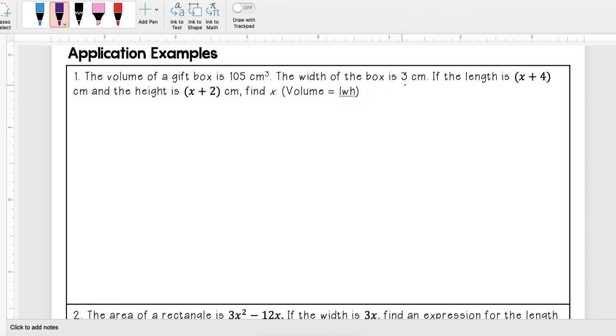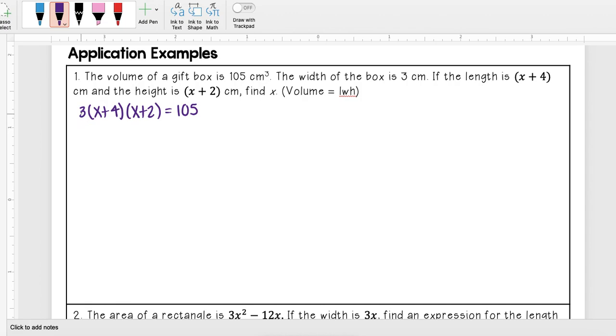So my first step is I'm going to go ahead and replicate this formula. So length times width times height, I get 3 times x plus 4 times x plus 2 is equal to my volume, which I am told is 105. I want to solve for x. So to solve for x, I need to have this set equal to 0, and I need it in a way that I can factor it.